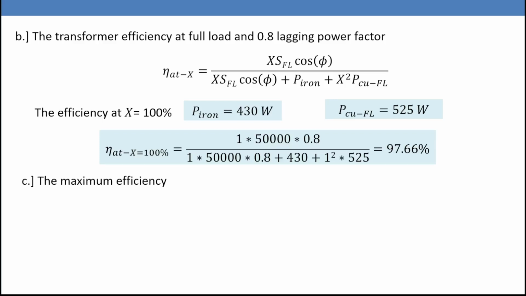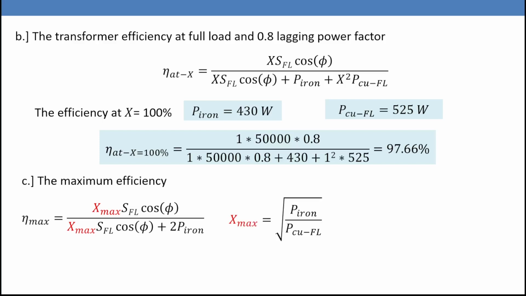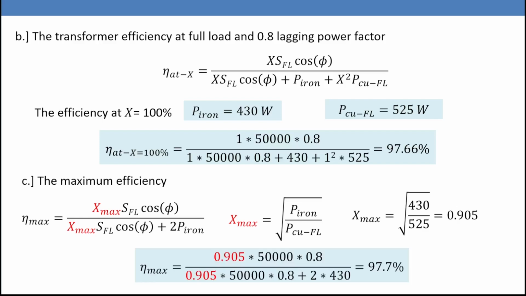What about the maximum efficiency? We are going to use this equation: x maximum S full load cosine phi over x maximum S full load cosine phi plus 2 P iron. What is x maximum? x maximum equals root P iron over P copper at full load. So that one equals 0.905. We are going to substitute in this equation, so eta maximum equals 97.7%.